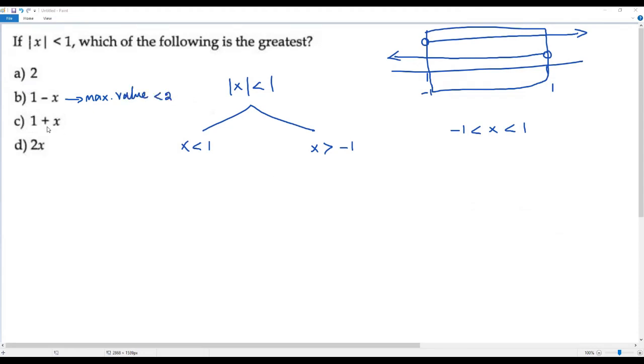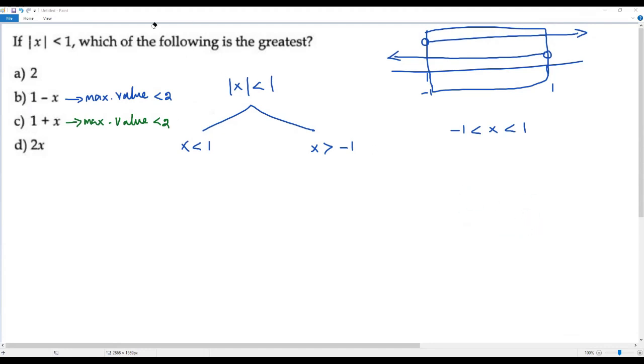Now let's consider answer choice C, that is 1 + x. Since 1 is added to x, let's add 1 to all the three quantities in this inequality. That is -1 < x < 1. Let me add +1, +1, +1. Here -1 + 1 will become 0, less than this x + 1 can be written as 1 + x, less than 1 + 1 is 2. Okay, since 1 + x is less than 2, the maximum value of 1 + x is less than 2. Let me write it over here. Its maximum value is less than 2. Okay, now let me erase this stuff over here.